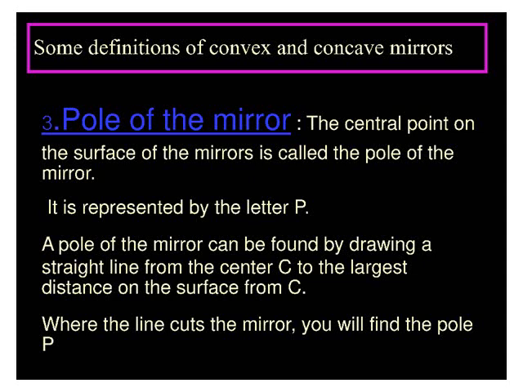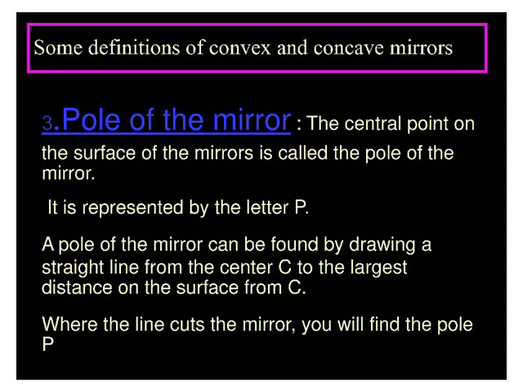Next definition is for pole of the mirror. The central point on the surface of the mirror is called the pole of the mirror. It is represented by the letter P. A pole of the mirror can be found by drawing a straight line from the center C to the largest distance of the surface from C. Where the line cuts the mirror, you will find the pole of the mirror P.